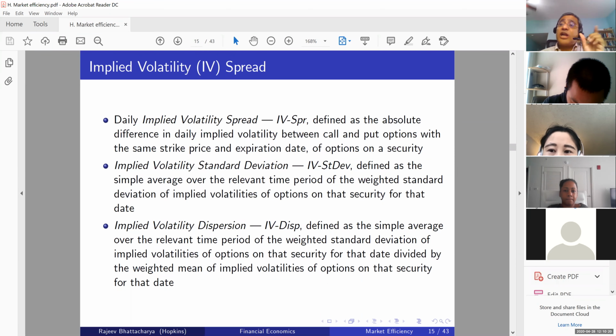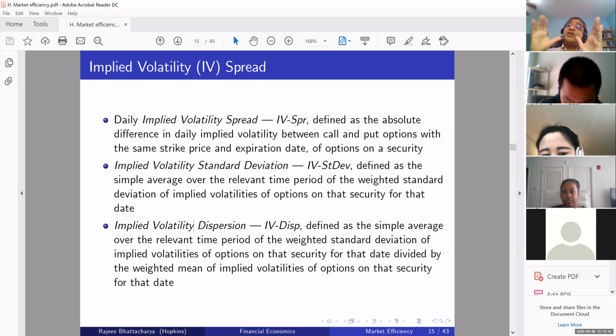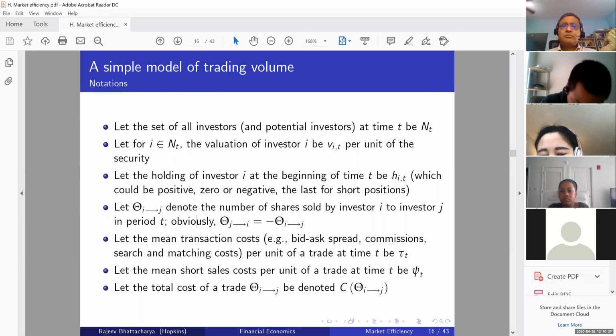The point that I'm trying to make to you is market efficiency is a very, very complicated thing to measure. So as a result, we really don't know what the efficiency of a market is. All we can do is to come up with various different measures and see how robust our results are. Okay, this simple model of trading volume, you should read it at your convenience.